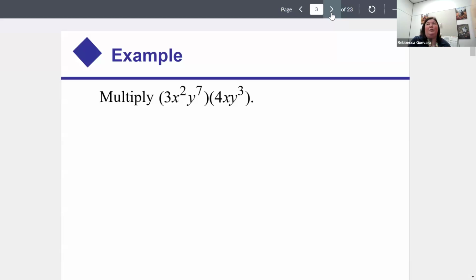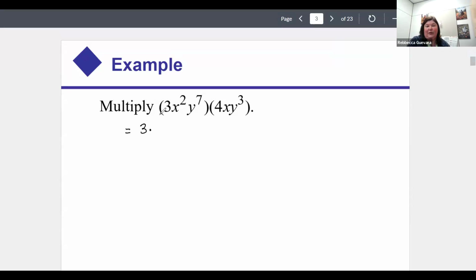So I have two monomials here. I have 3x squared y to the 7th times 4xy cubed. By the commutative property, I can rearrange this because it's all multiplication. We don't necessarily need to do this, but if it makes it easier, I can arrange it so my coefficients are next to each other, my x's are next to each other, and my y's are next to each other.